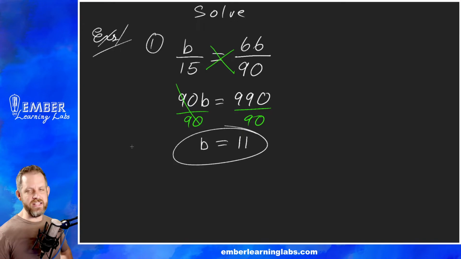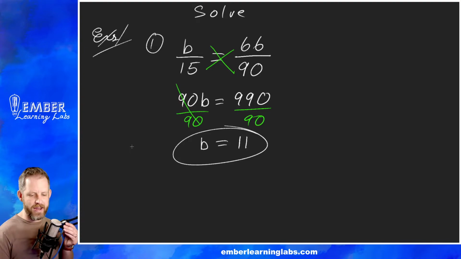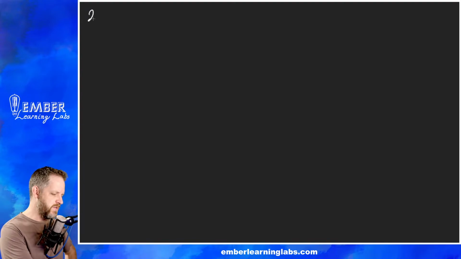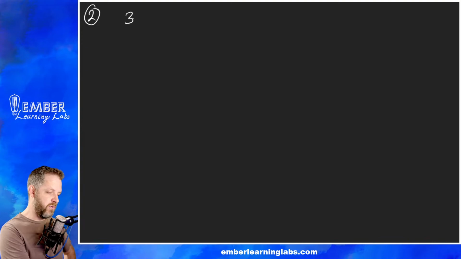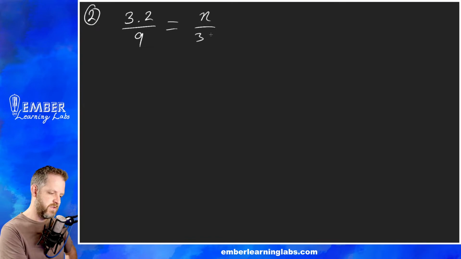And that's that easy. Let's do one more, then we'll throw in a word problem, just because we always need more practice with word problems. Not because they're necessarily hard, but because you have to think. The more practice we can get thinking, the better. So example 2 is 3.2 to 9 equals n to 36. We're going to cross multiply.